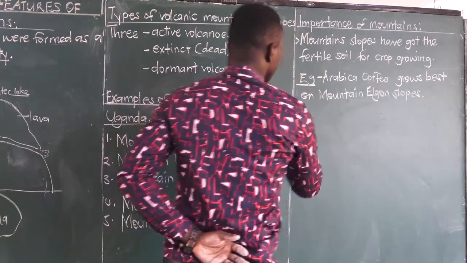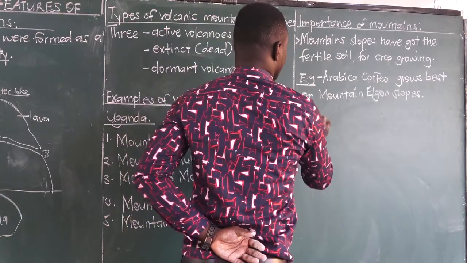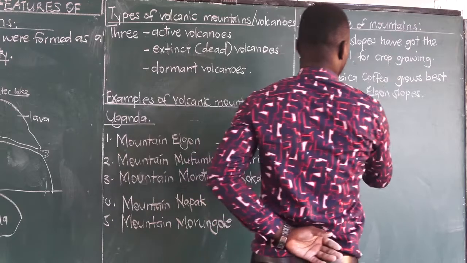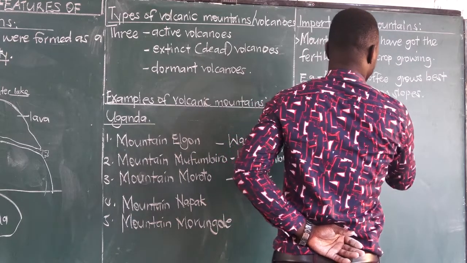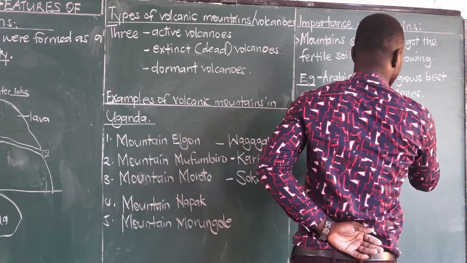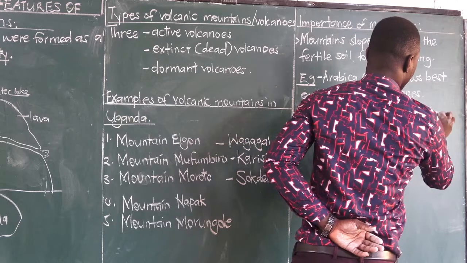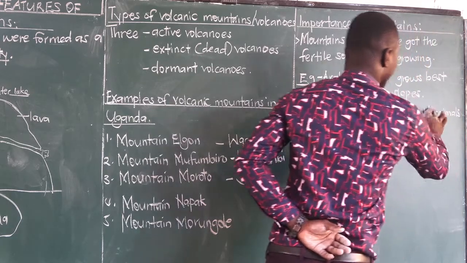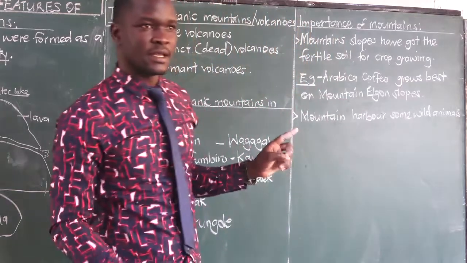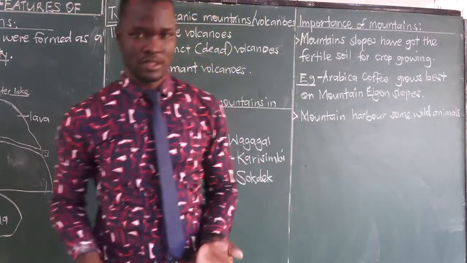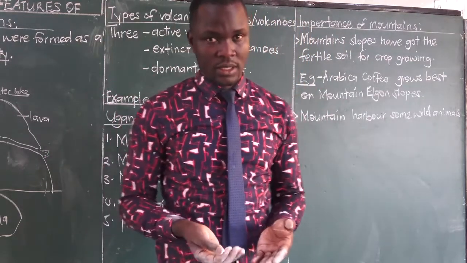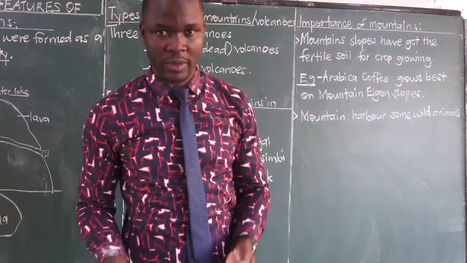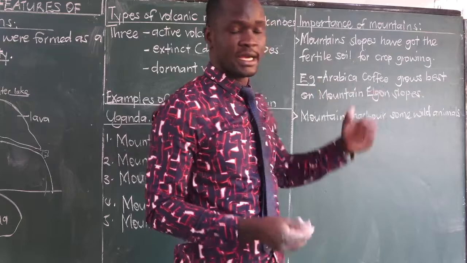Secondly, these mountains have some wild animals. Now, when you end your answer at this, mountains have some wild animals, we shall cross you. Why? This is not the importance, because these wild animals can be dangerous to people. Is it of importance? The answer is no.